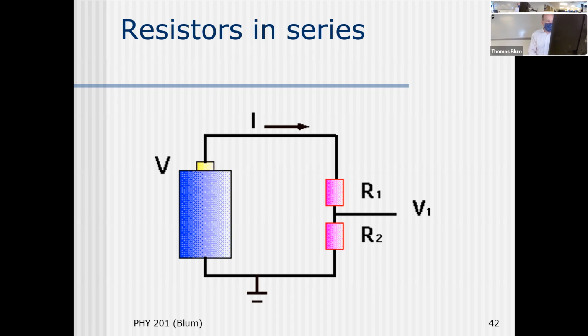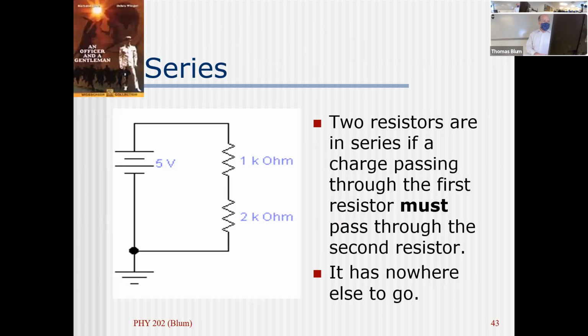I start with the full amount of voltage. I use some of it up in R1. I use the rest of it up in R2. So the voltage across R1 plus the voltage across R2 should add up to the total voltage, which I was pretending was a 9-volt battery. So it should add up to 9 volts. Okay. So this is our definition of series.